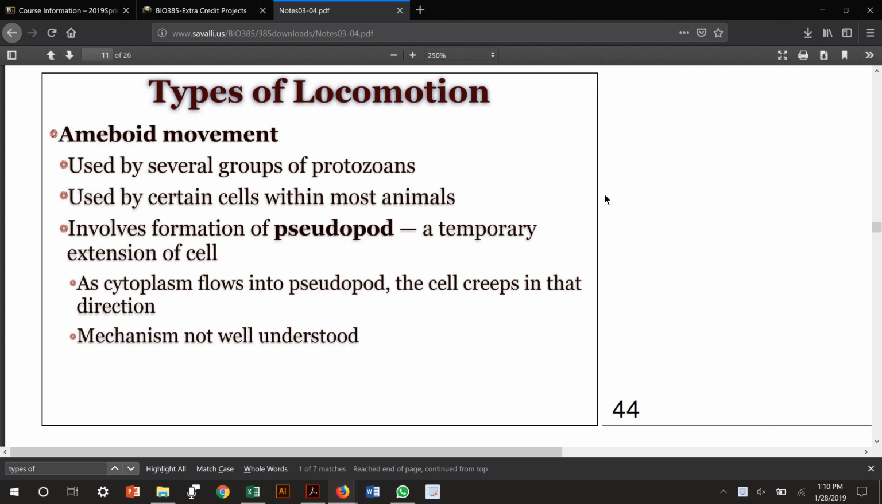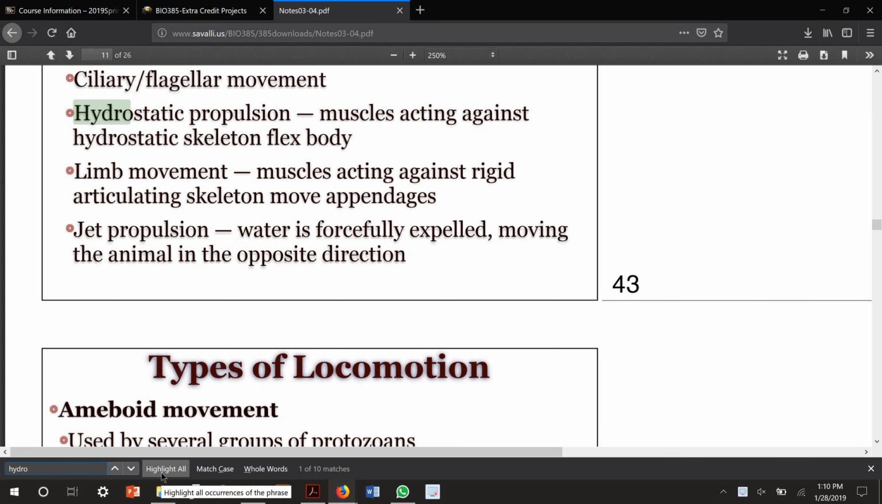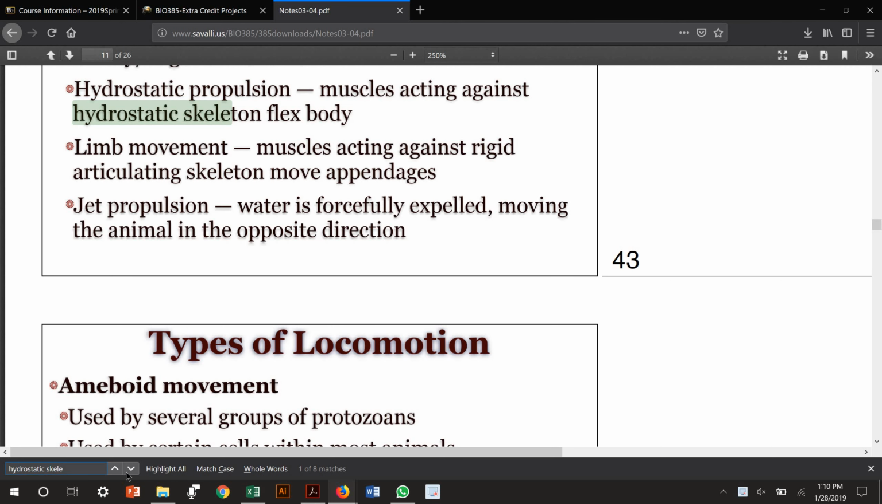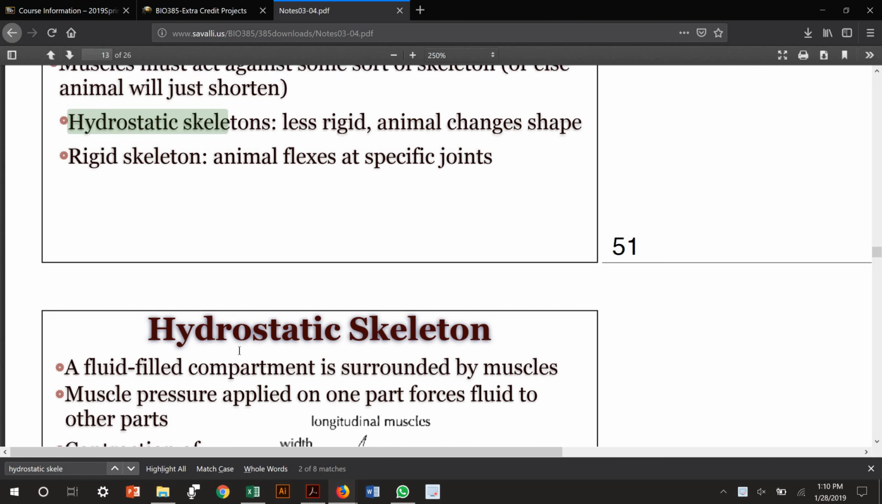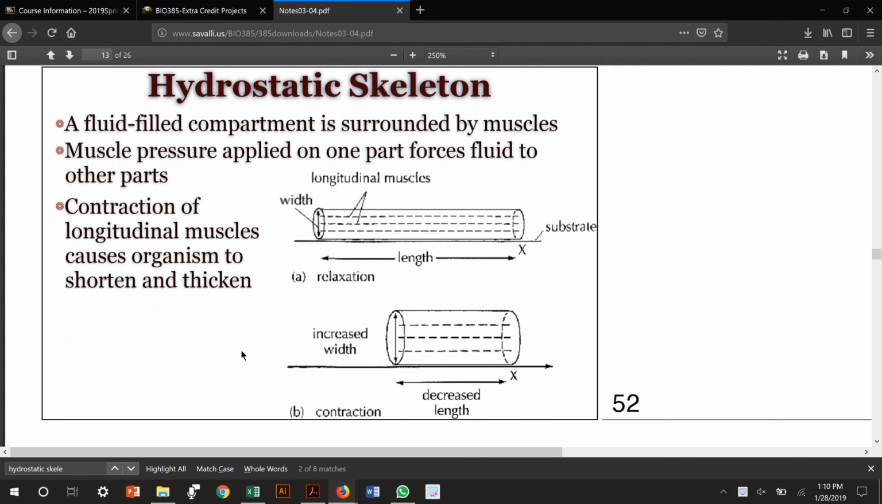Basically, a hydrostatic skeleton is a fluid-filled compartment surrounded by muscles. The muscle pressure is applied on the fluid-filled container, and since water is relatively incompressible, that is, it doesn't compress much, if you squeeze the container in one direction, it will bulge out in a different direction. Typically, most animals that use hydrostatic skeletons have two sets of muscles. There are exceptions, like nematode worms, but most have two sets of muscles.